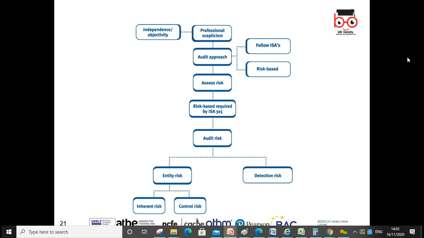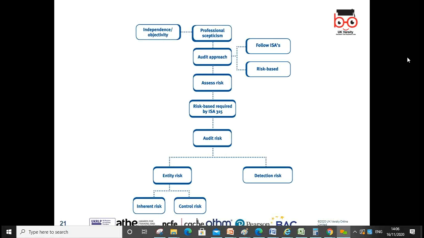I didn't see entity risk earlier. Sorry. I didn't see entity risk earlier. The types are detection, inherent and control. Yes. Entity means the organization, yes. Okay. So the nature of the business can be risky, yes.